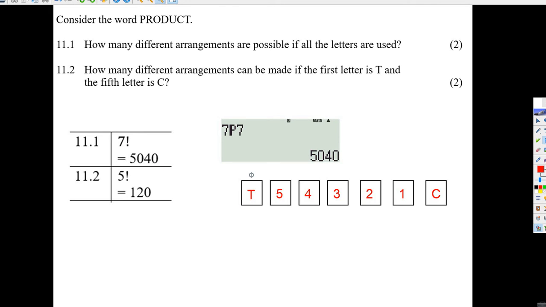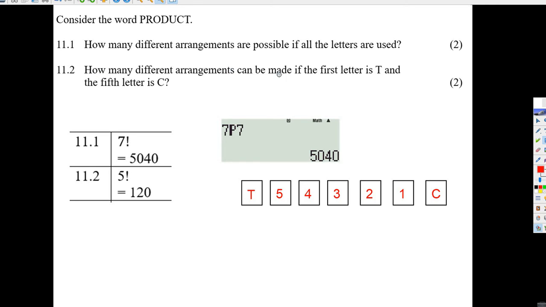Well, when you start off, you have 7 choices, then 6 choices, then 5, 4, 3, 2, and finally, after you've used 6 letters, you have only 1 choice left. So 7 times 6 times 5 and so on, it's 5,040. There's that nice button for you: you've got 7 letters choosing in 7 places, 7P7. That nice button on your calculator will give you the answer quickly as well. Well, let's try the next question.